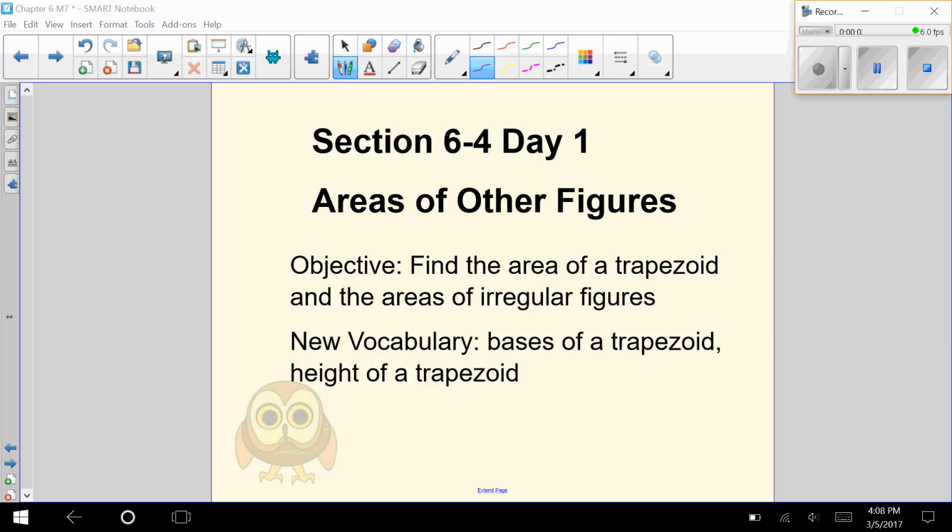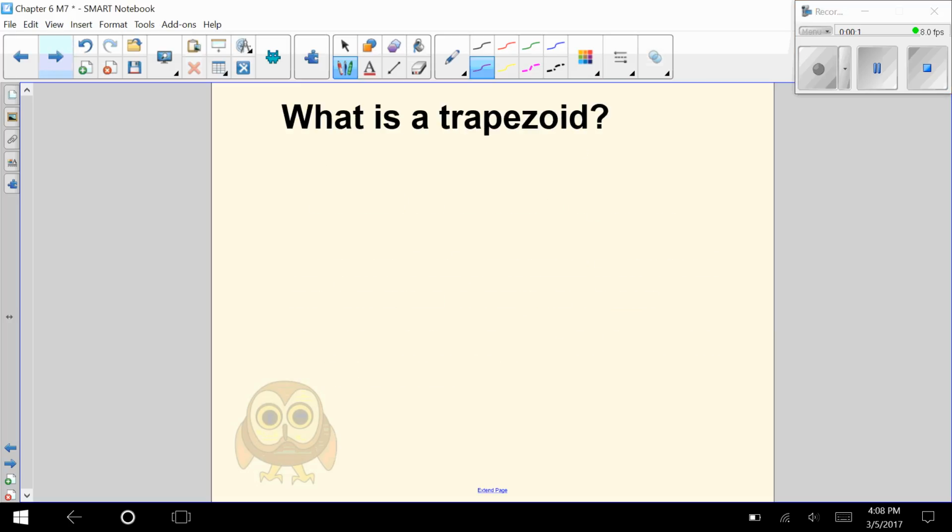This is section 6.4, day 1, areas of other figures. Our objective today is to find the area of a trapezoid and the areas of irregular figures. First of all, what is a trapezoid?